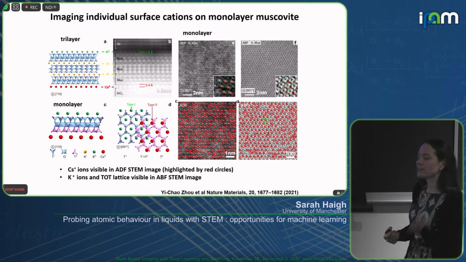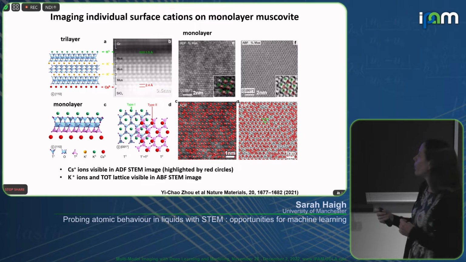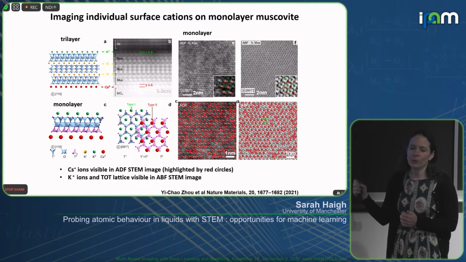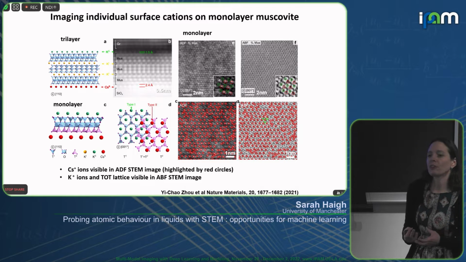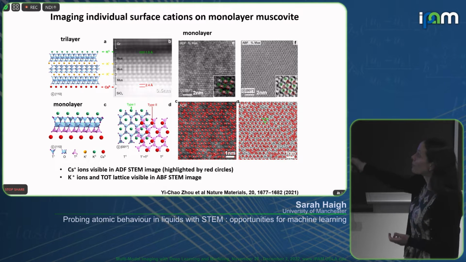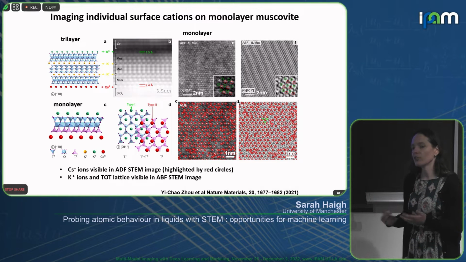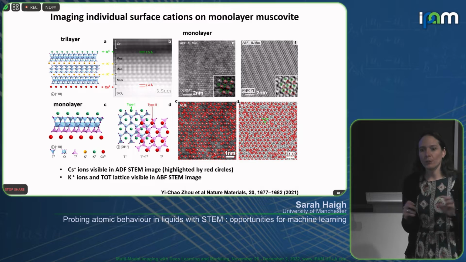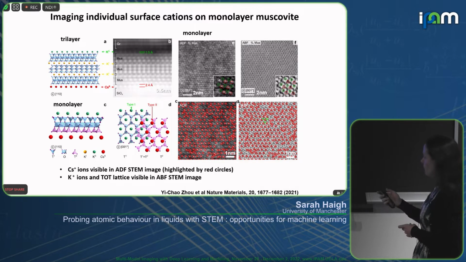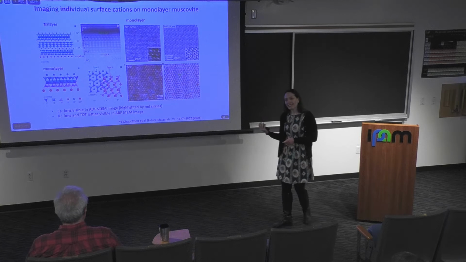Potassium is much lighter. It's much more like the aluminosilicate lattice. So we need to use a different imaging mode. We're using the annular bright field imaging mode, which is more like a traditional bright field TEM image. We can't see the position of the potassium in the annular dark field image because it just gets lost in the background of that aluminium and silicon. Okay. So this is a really challenging problem.